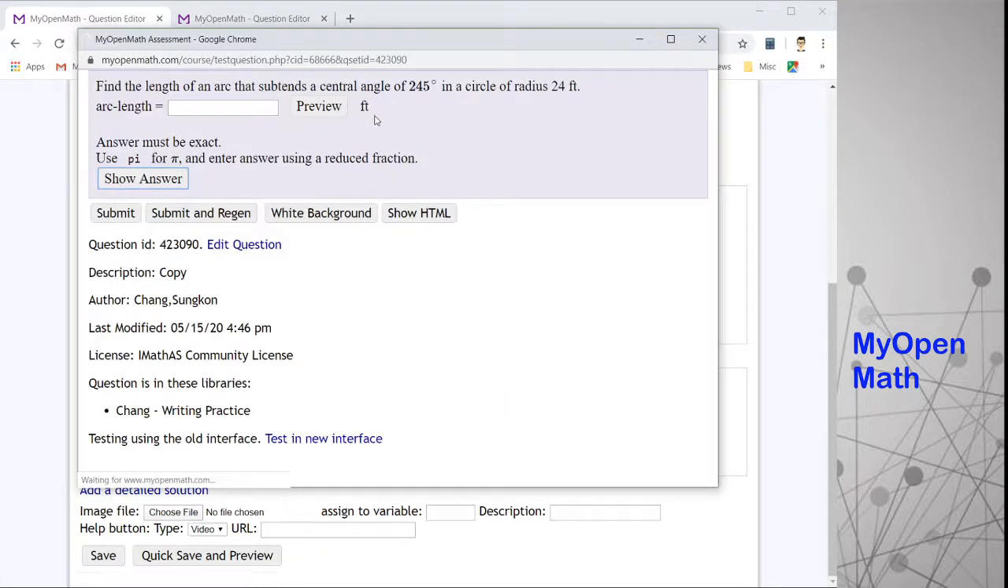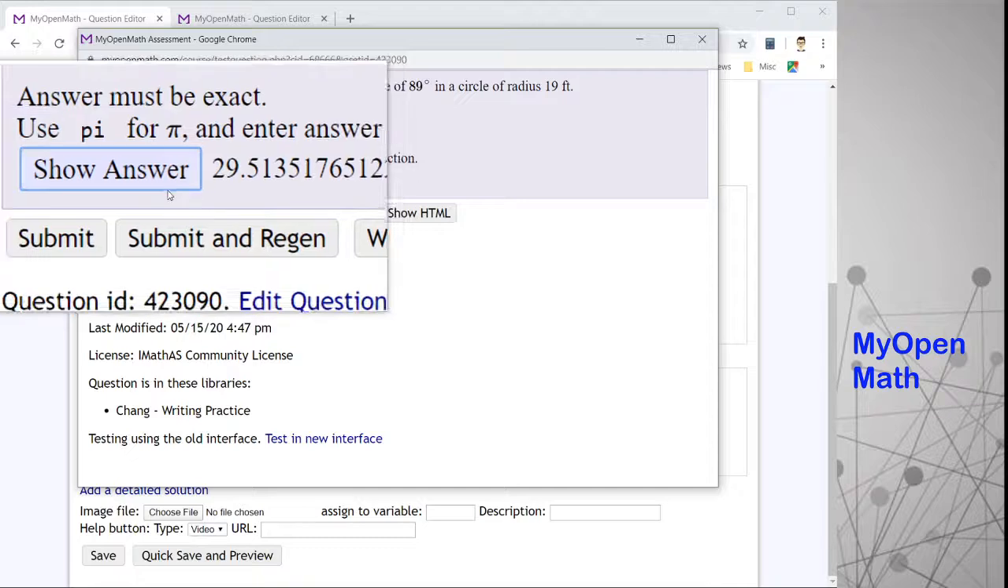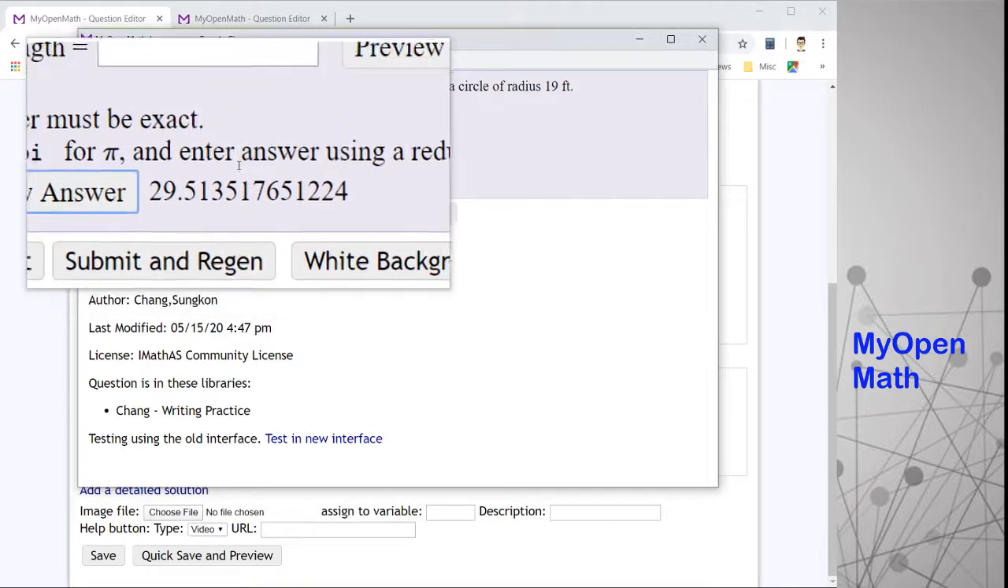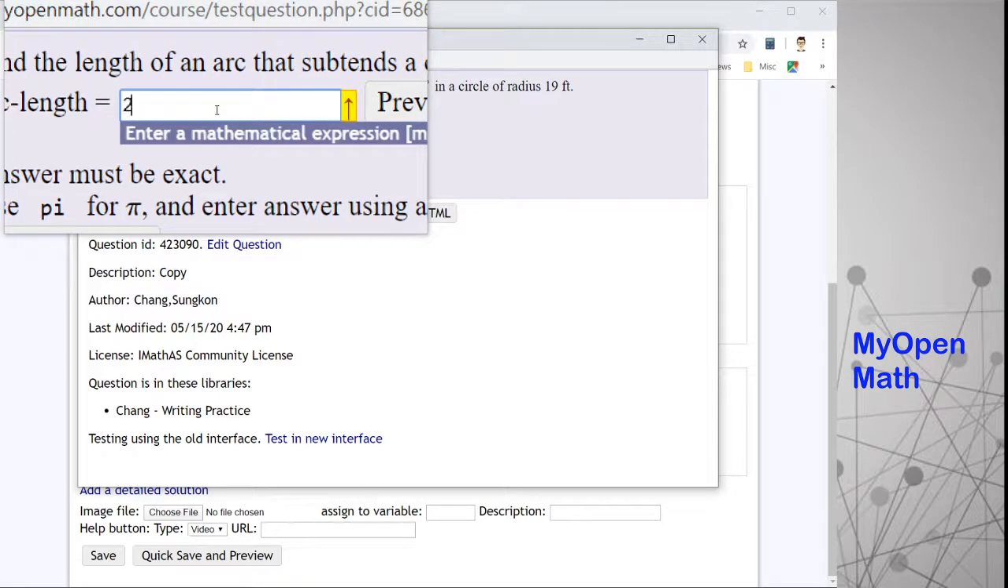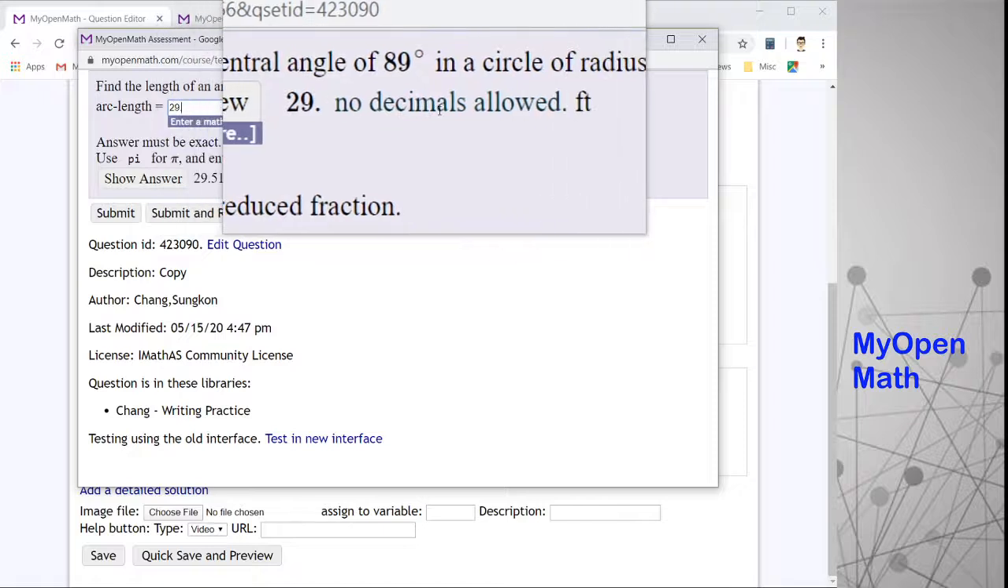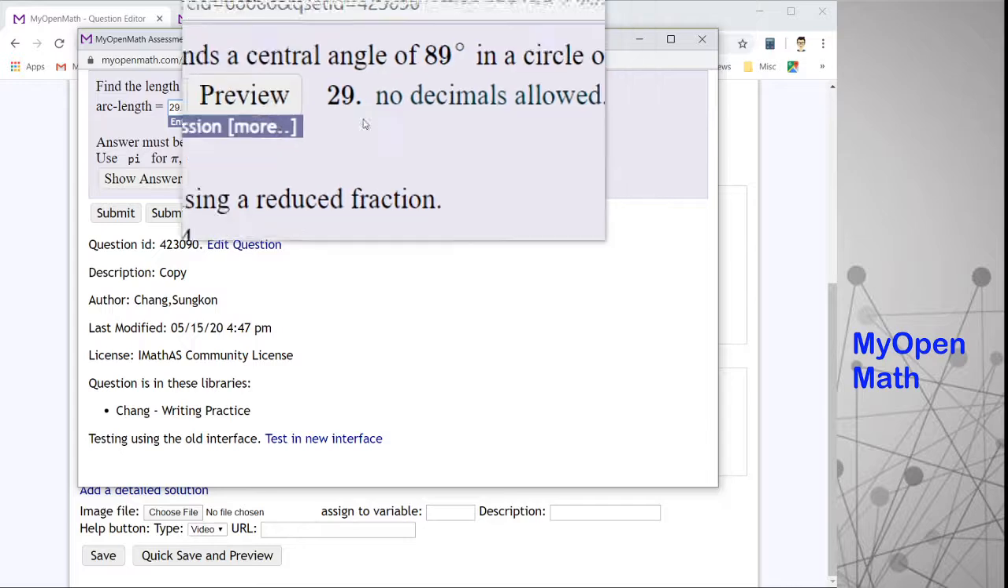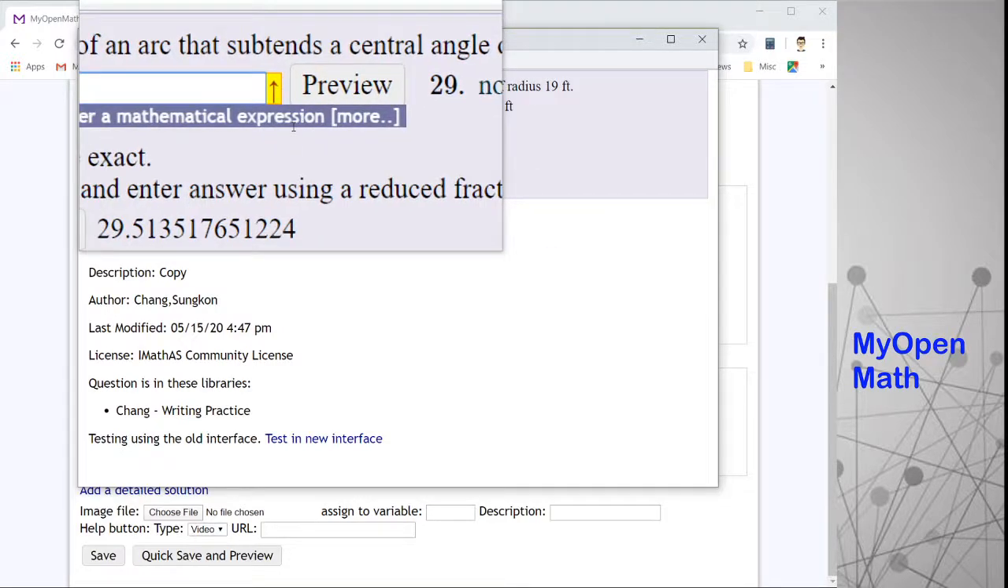And here is the problem generated. Let's see what the answer looks like. If you click on show answer, after the student tried this, this is what they're going to see. Let me make it a little bit bigger there. But you probably want to show the answer in exact form as well. Also, let's go ahead and type this one in, 29 point. And as you can see on the right side, it says no decimals allowed. You have to type this one in an exact form.